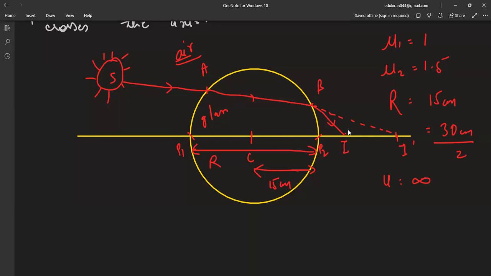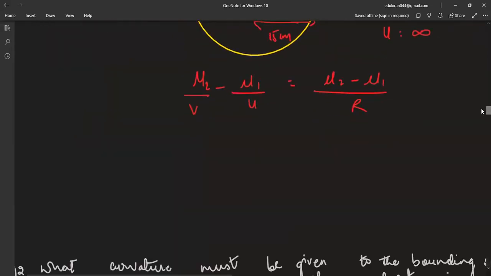Now calculate the first image, where it is formed. Let us calculate this image first. Let us just calculate and get the value. How much is the image distance? So we have studied this formula: mu2 divided by V minus mu1 divided by U is equal to mu2 minus mu1 divided by the radius of curvature R. So let's substitute all the values.